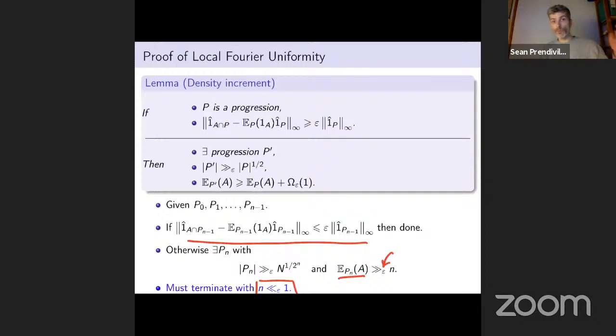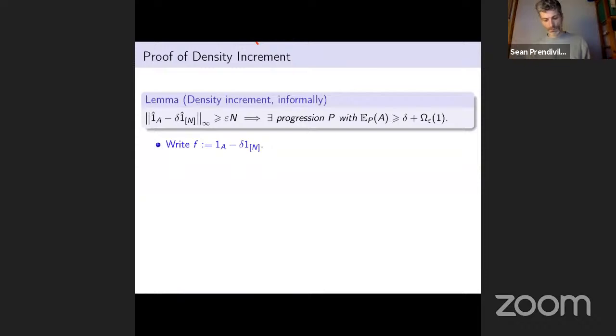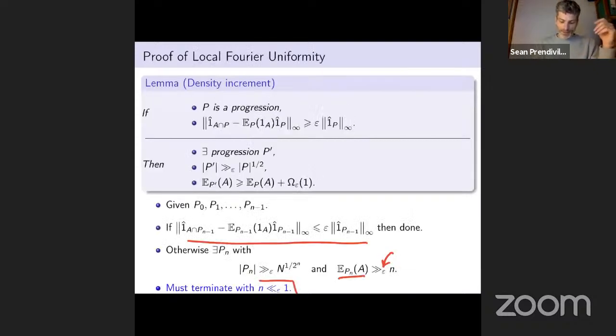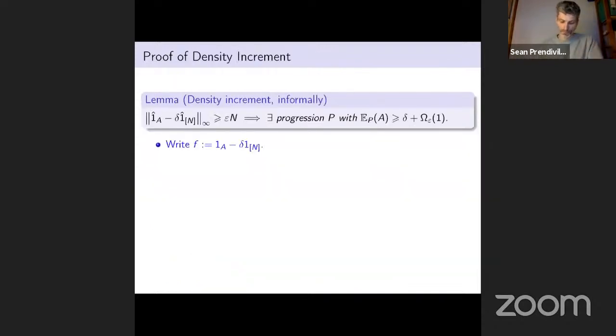Okay, so we've reduced Roth to proving this density increment lemma. How do we do that? So the density increment lemma, let's just look at it again. It takes a progression where you don't have local uniformity, and it spits out a new progression whose length is bounded in terms of the previous progression, and you've got this density increment. Let me just fix our progression P to be the original interval 1 up to n. And this is sort of an informal sketch of what the lemma is saying.